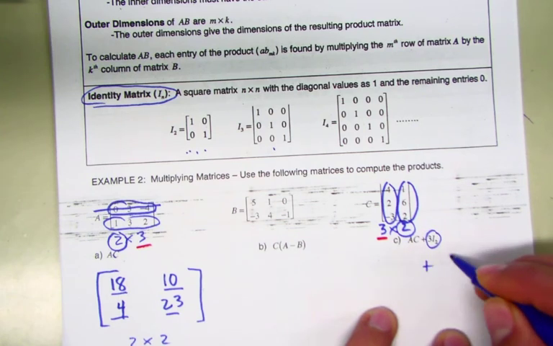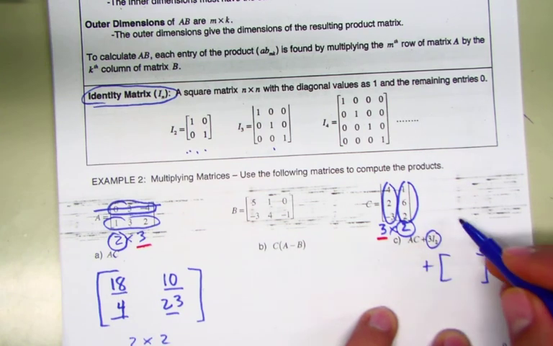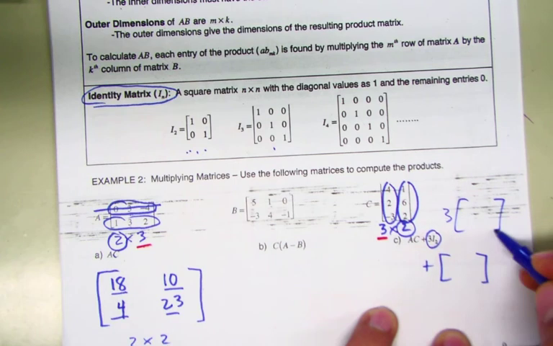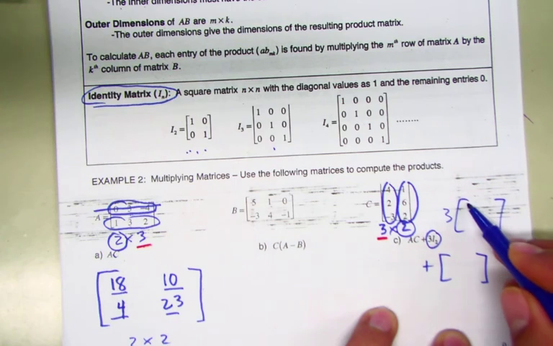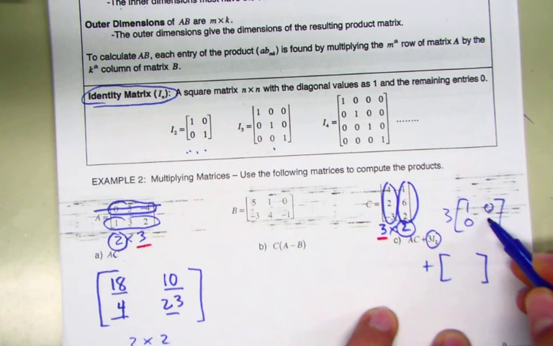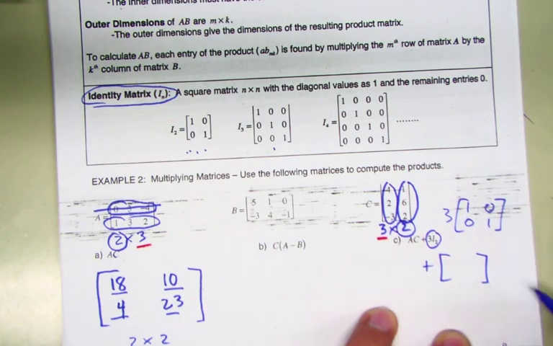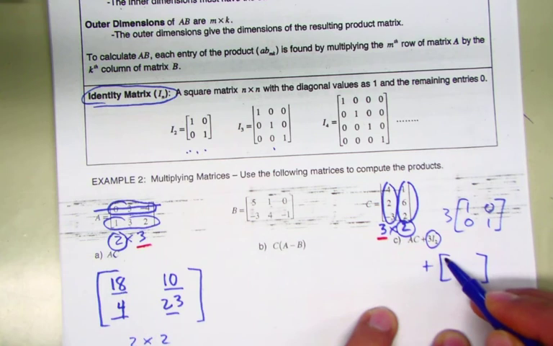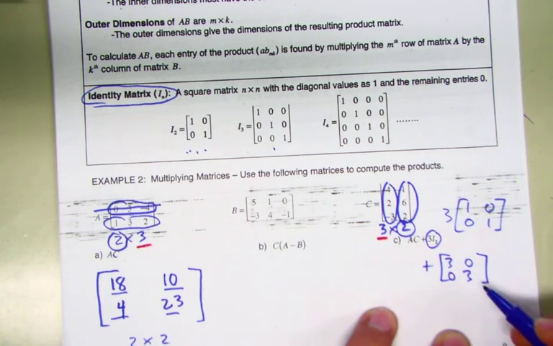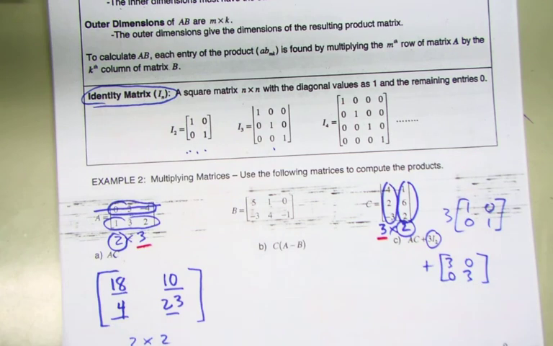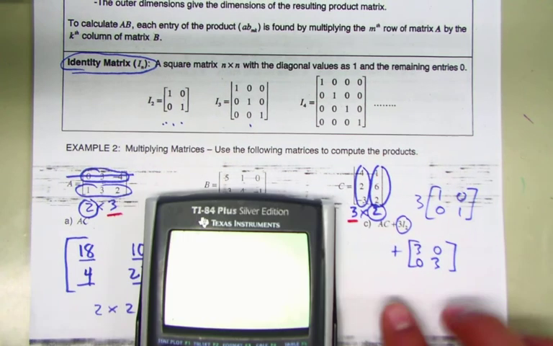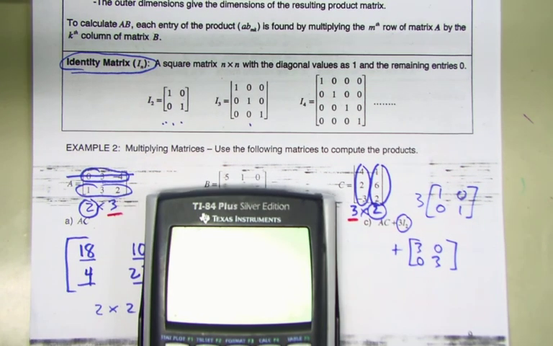So down here, 3I2 would be the same as 3 times what matrix? 1, 0, 0, 1. Does that make sense? A diagonal of 1s here and then 0s everywhere else. Okay? So this is really 3, 0, 0, 3. And just because we haven't talked about it yet, let's talk about the calculator again in case you forgot. You can do all the stuff that we talked about on the calculator.